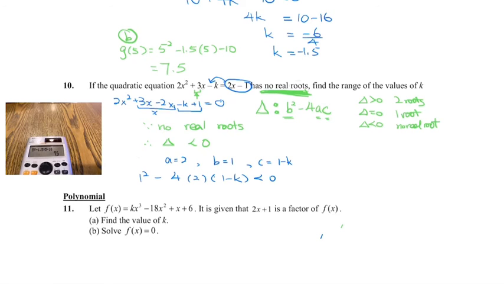So now we have b squared minus 4ac, and because there is no real root, we write less than 0. What is 1 squared? Yes, 1 minus 8, because 4 times 2 is 8, and then you multiply it by 1, and you also multiply by negative k. So 1 minus 8 gives negative 7, and then negative 8 times negative k gives positive 8k, less than 0. Now again, unknowns on one side, numbers on the other side. So 8k is less than 7. k will be less than 7 over 8.